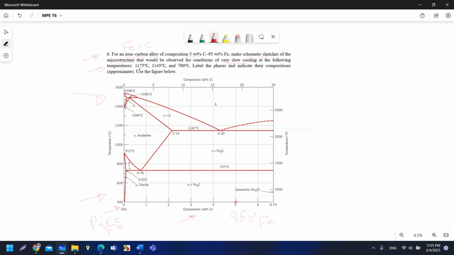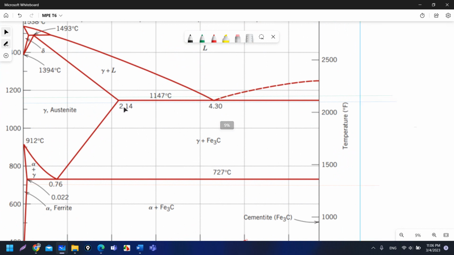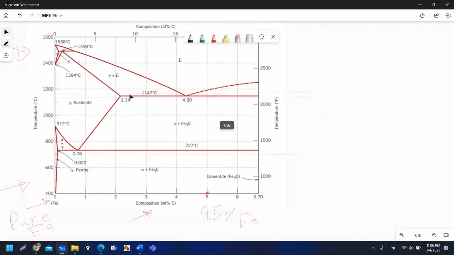Draw the microstructure at the temperatures 1175 degrees Celsius, 1145 degrees Celsius, and 700 degrees Celsius. I draw three lines that represent these temperatures. We have 1175, which is above the eutectic line, this line, because it converts from a liquid to two solid phases, which we call gamma, which is the austenite, and Fe3C, which is the cementite. Okay. So here we have the eutectic reaction.